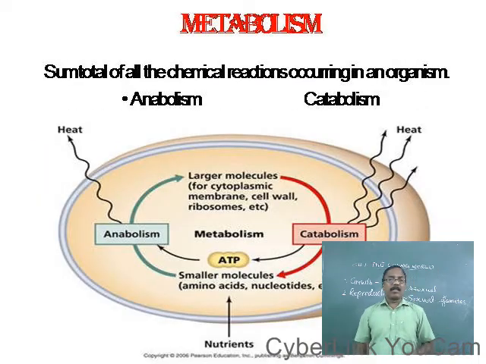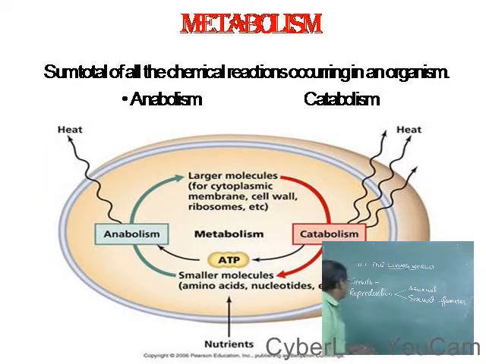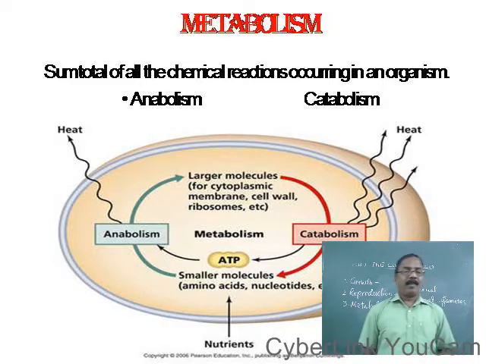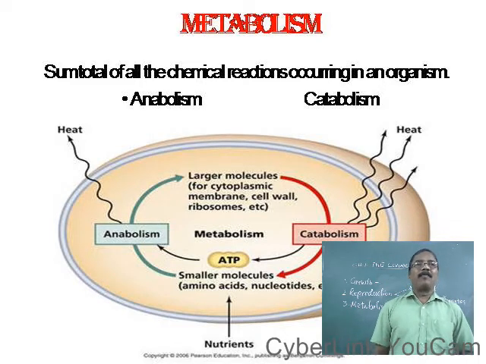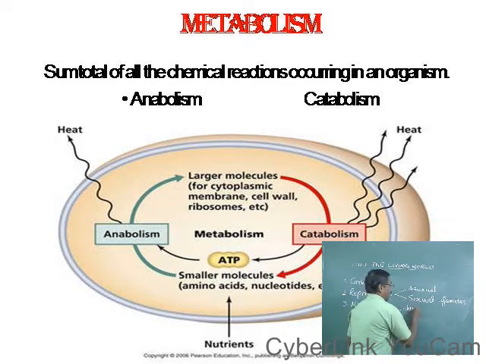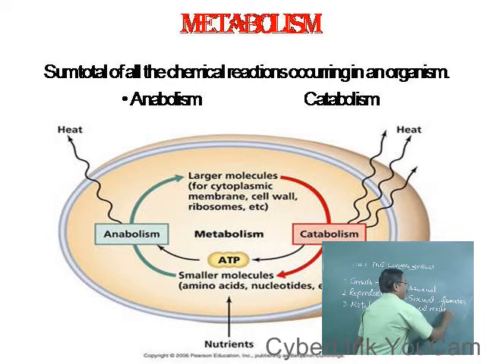Now coming to the third one. Another important character shown by living organisms, for example, metabolism. It is another important character. What is meant by metabolism? This refers to the chemical reactions that take place in the body of living organisms.